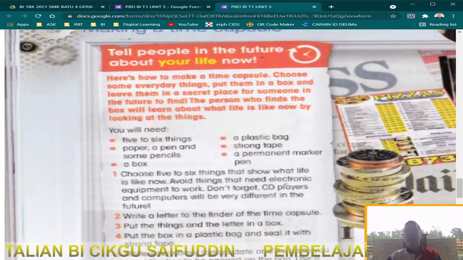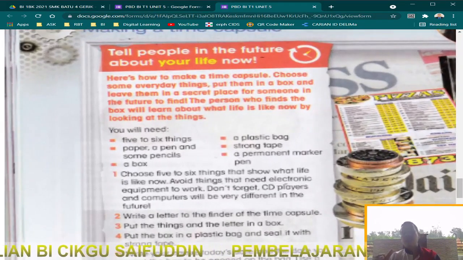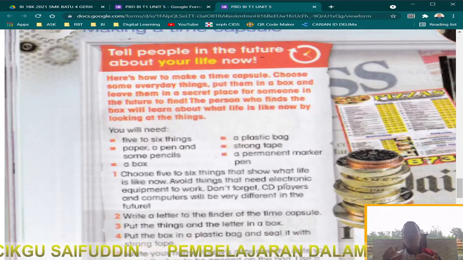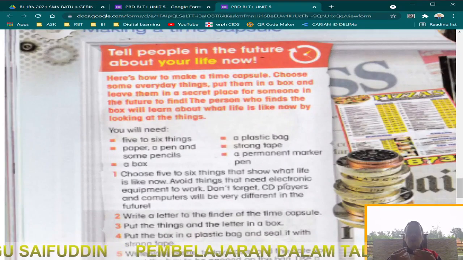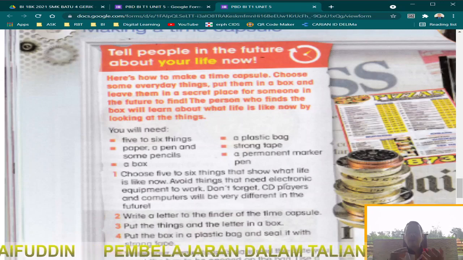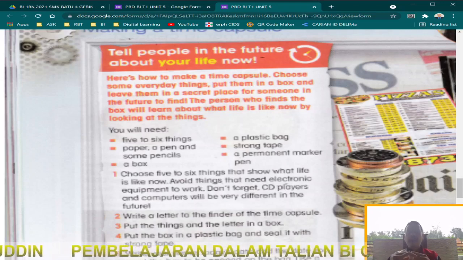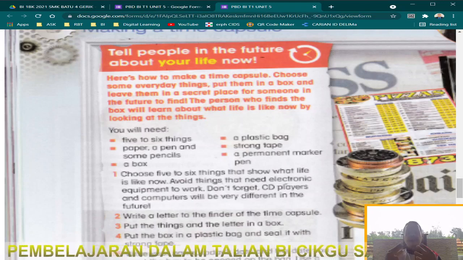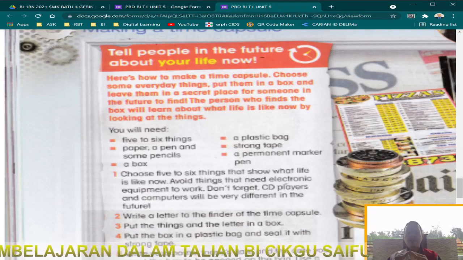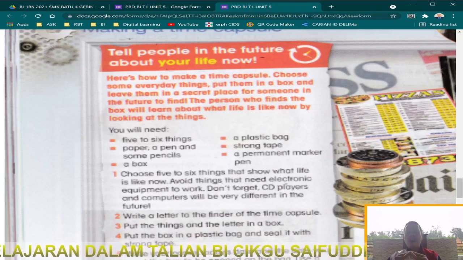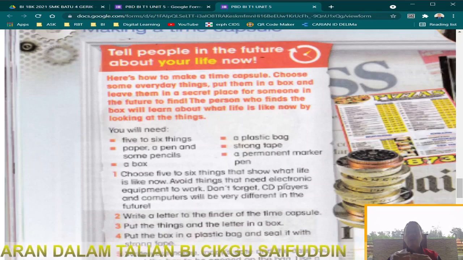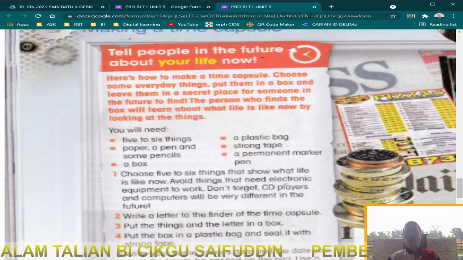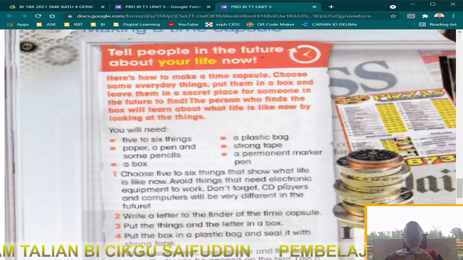Tell people in the future about your life now. So this time capsule is about your life. Here's how to make a time capsule. Choose some everyday things, put them in a box, and leave them in a secret place for someone in the future to find. The person who finds the box will learn about what life is like now by looking at the things. Okay, we talk about the future, but when someone opens the box, it will be right now.